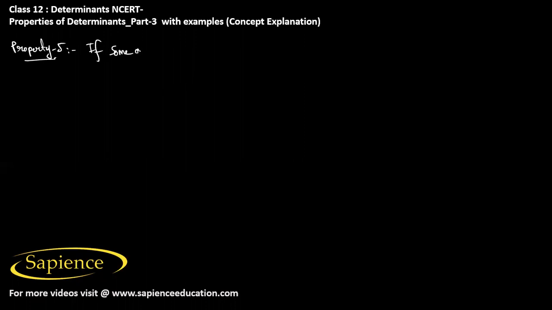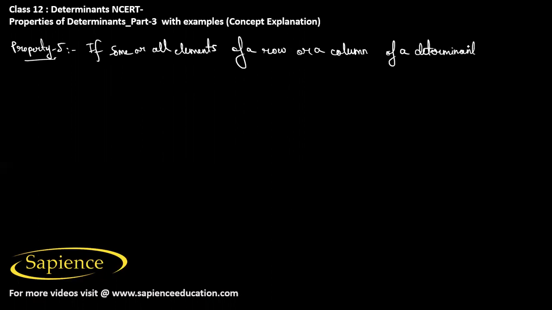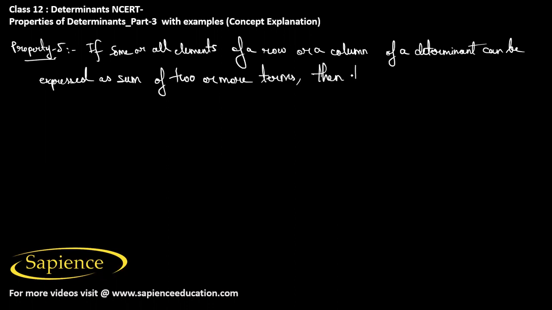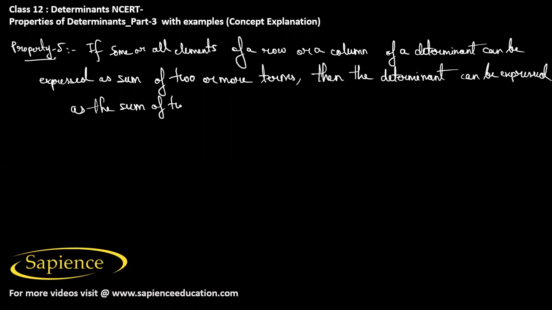So if some or all the elements of a row or a column of a determinant can be expressed as the sum of two or more terms, then the determinant can be expressed as the sum of two or more determinants.